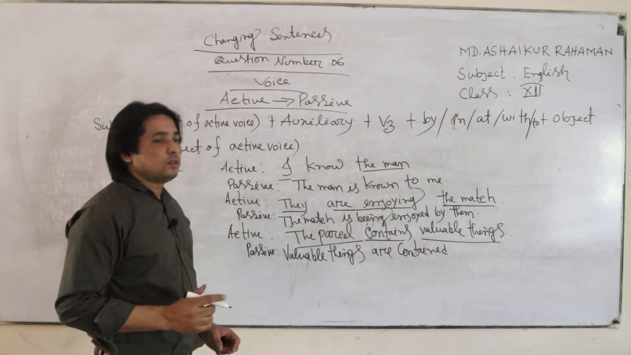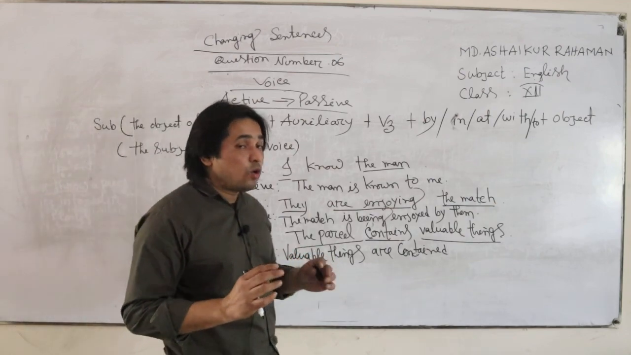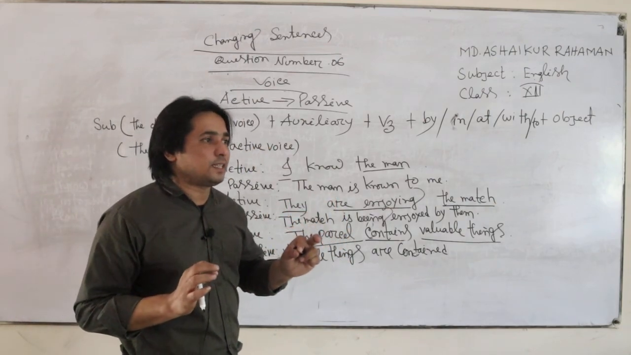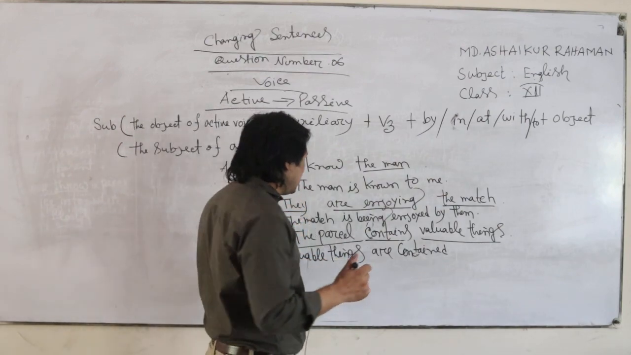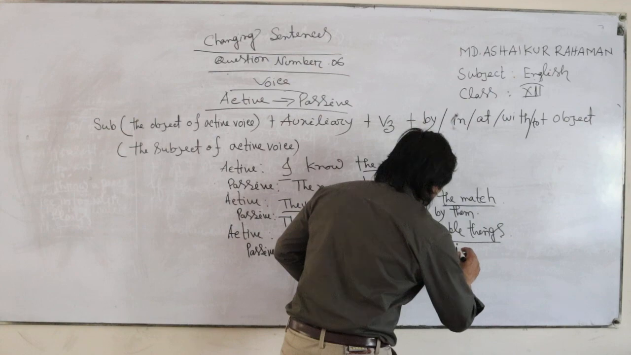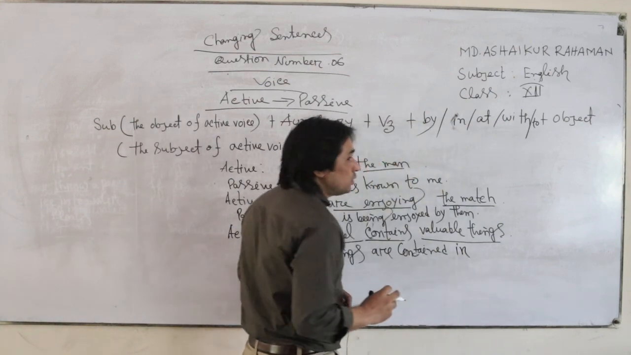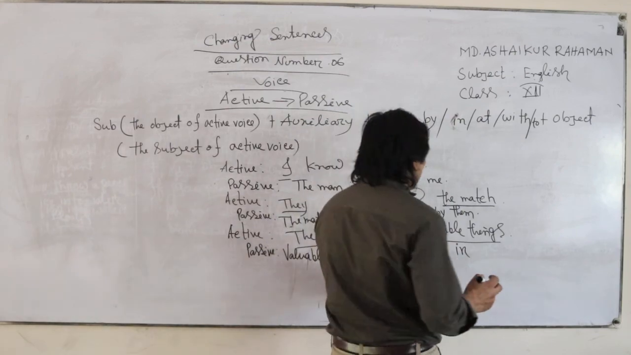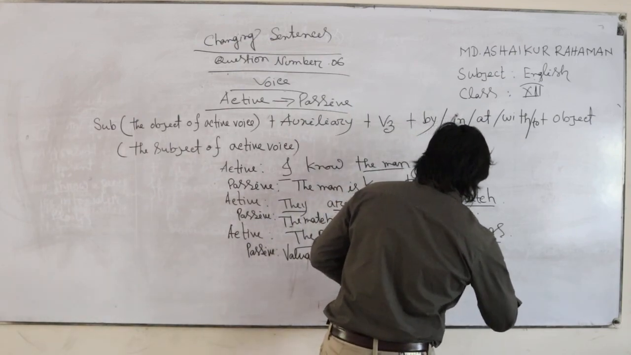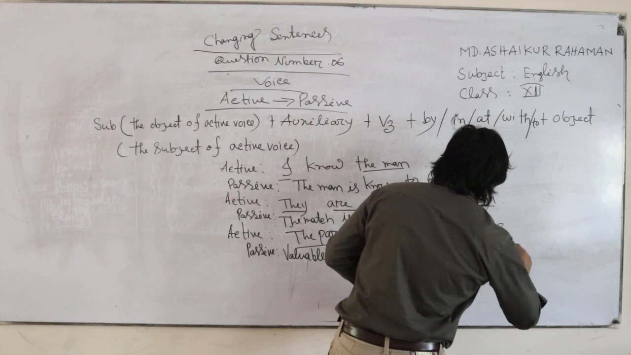Now we have to sense first where we can find the valuable things. The answer will be in the parcel. That's why we must not use by here. Instead of by, we must use in. Contained in the parcel.